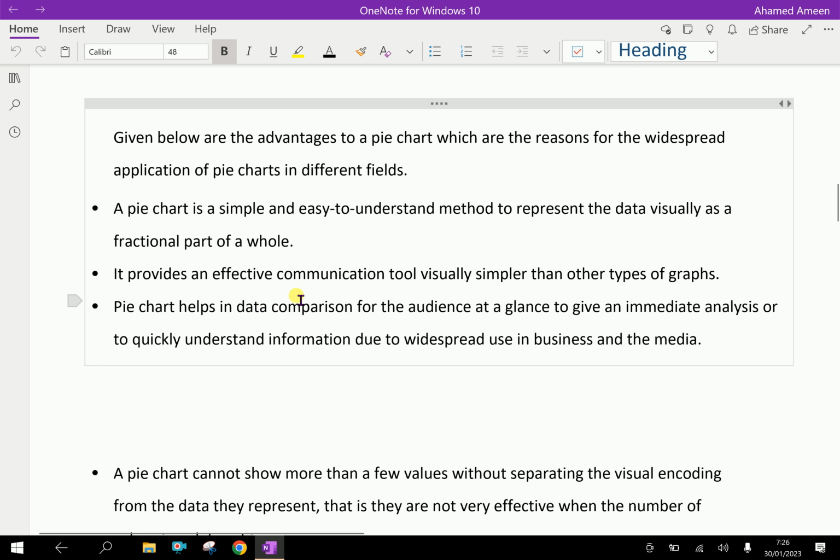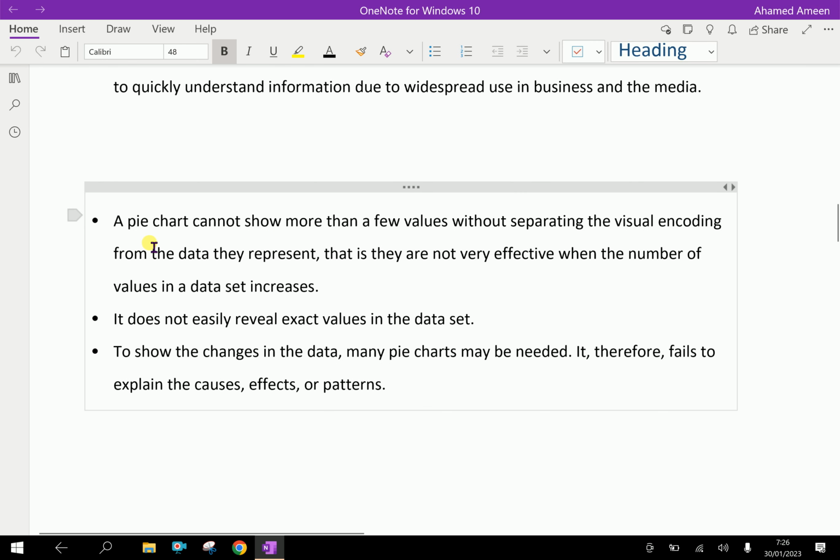It provides an effective communication tool, visually simpler than other types of graphs. Compared with other types of graphs, the pie chart is very attractive as well as easy to understand. A pie chart helps in data comparison for the audience at a glance, to give an immediate analysis or to quickly understand information, due to widespread use in business and media.